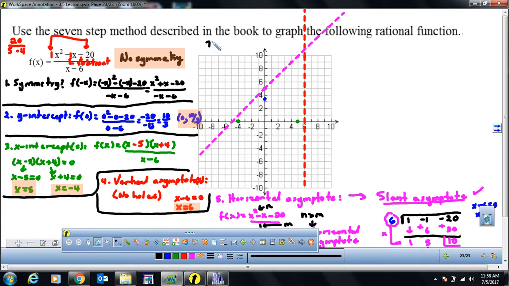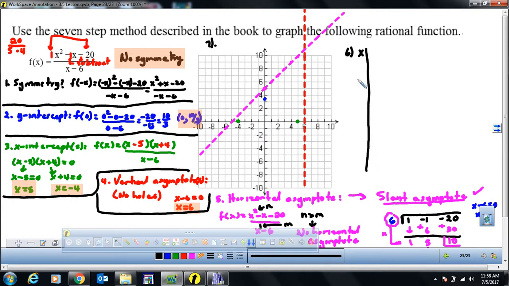So this is step 7. So let's create a little table. Let's see what values we are actually missing. The function is f of x equals x squared minus x minus 20 divided by x minus 6. Now, between and beyond the x-intercepts and vertical asymptotes, I need at least one point in between these x-intercepts.